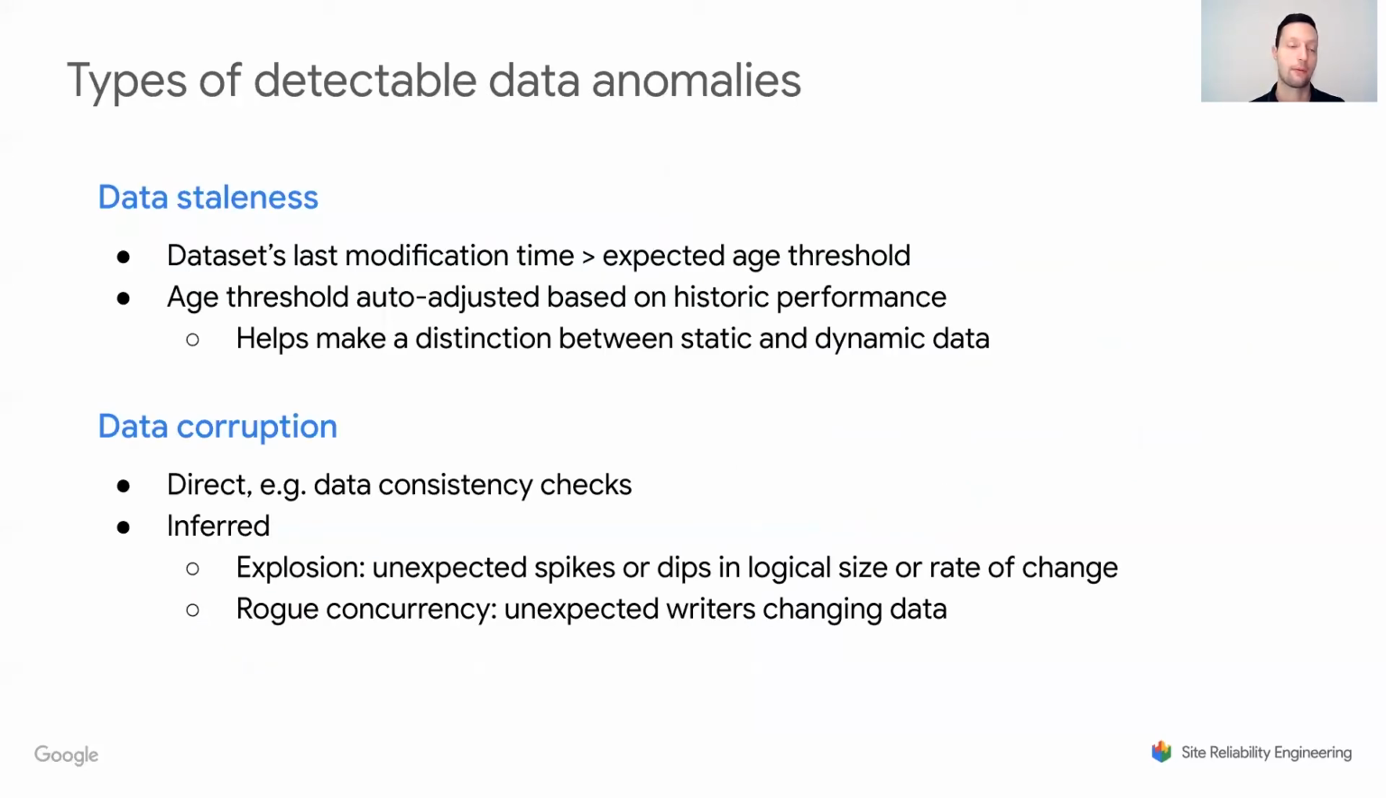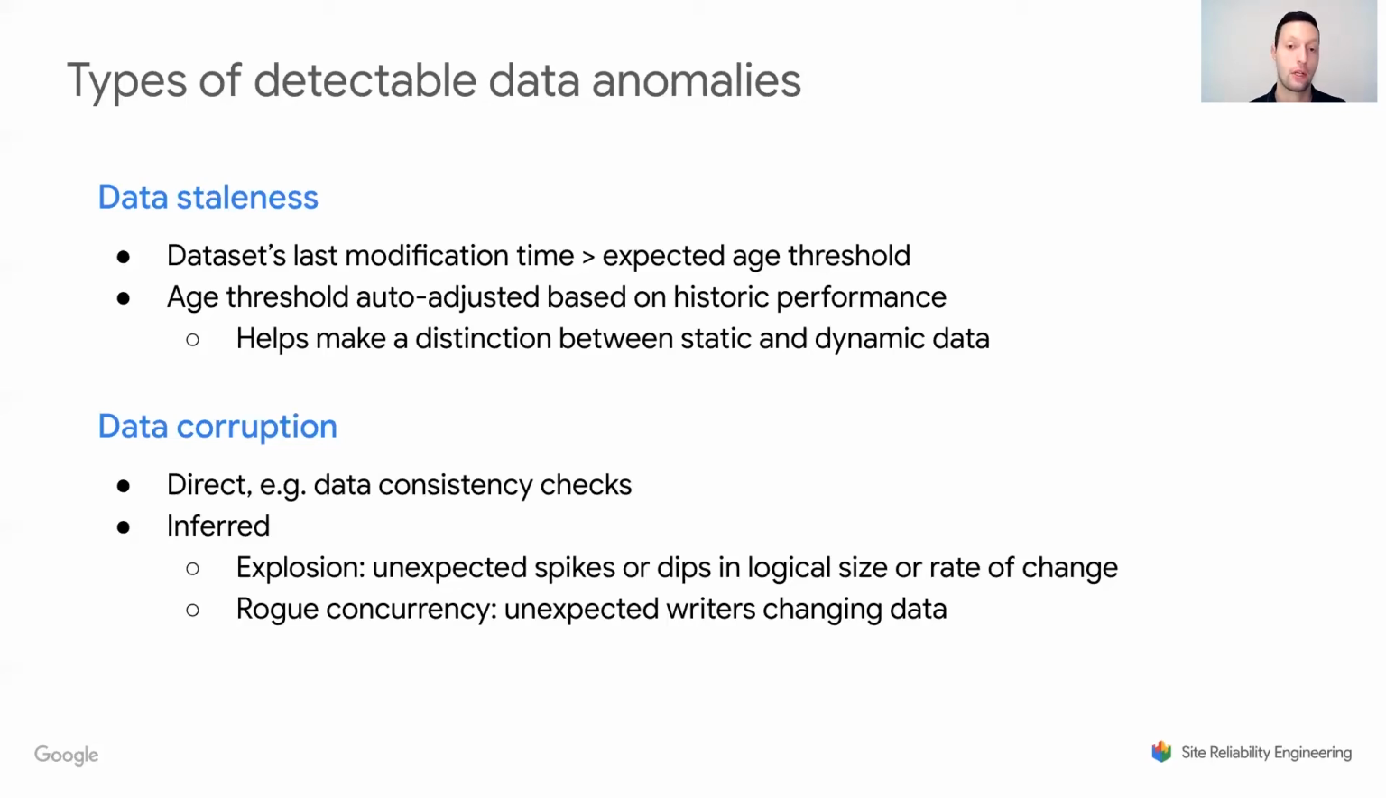There are several types of anomalies which can be detected in this way. Such a monitoring approach allows us to detect some classes of these, and there are direct and inferred ways of detection. So for data staleness, the direct way of detection would be comparing the age of a given data set with a fixed expected age threshold.